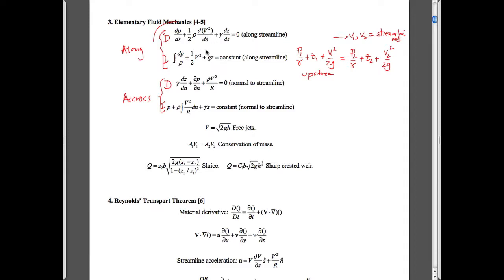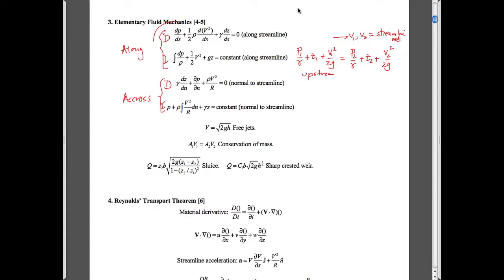You can write these as finite derivatives, but you definitely need to know Bernoulli. For this question on Bernoulli, you need to know how to use it. You might review your manometer stuff as well. You've certainly done a question with manometers in it. Perpendicular to the streamline, again, we've mainly used this integral form.